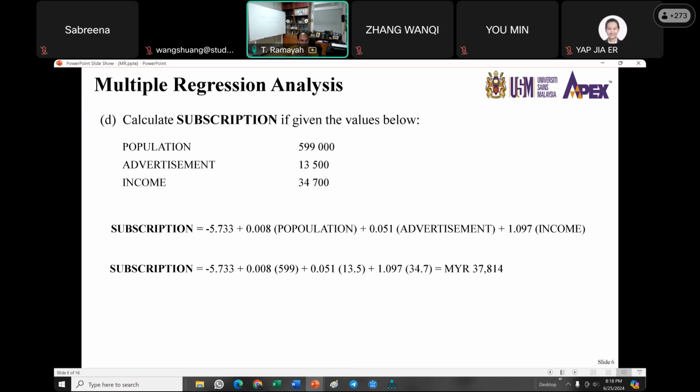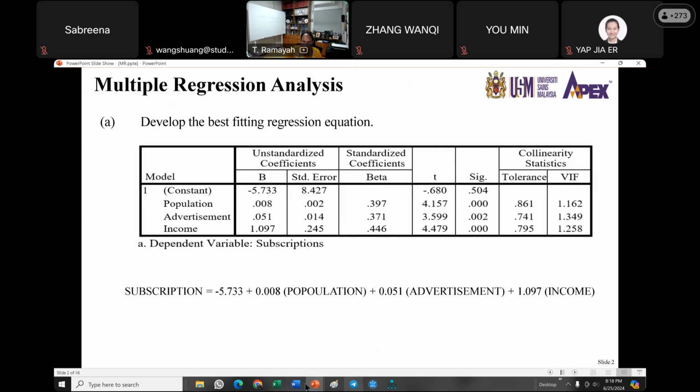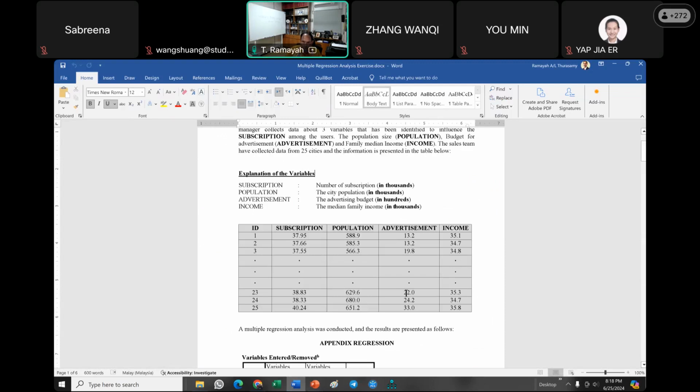Okay. Next is, if you are given these numbers and you need to calculate the subscription. So you write the equation first with the variables in the bracket. Now what you need to do is substitute these values into the equation. But when you substitute, you need to be careful. Again here, the table gives you a description. The description tells you that advertisement is in 100, income is in 1,000.